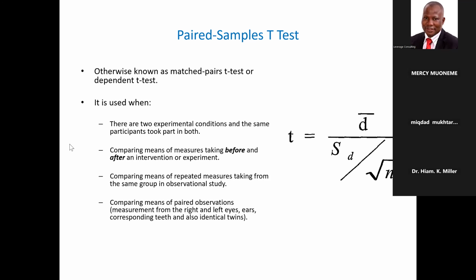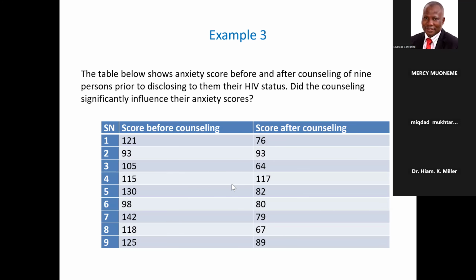Now, look at this example. The table below shows anxiety score before and after counseling of 9 persons prior to disclosing to them their HIV status. Did the counseling significantly influence their anxiety score? Look at it. First, you have the serial number, there are 9 of them. Before counseling, look at the score. Score after counseling.